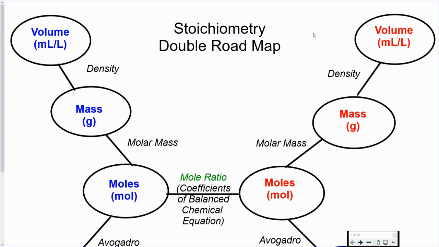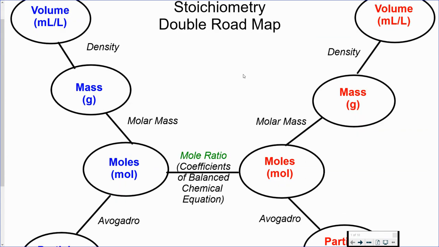We're into chapter 9. It's one of my favorites. It's stoichiometry. Now, here is what we used to classify as a double roadmap, but now it is a stoic double roadmap. And the big difference is that we added volume here at the top, coming off of mass. And we also have the molar ratio now is based off the coefficients of the balanced chemical equation.